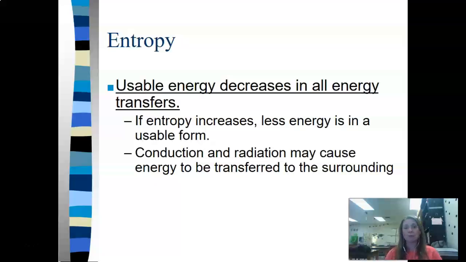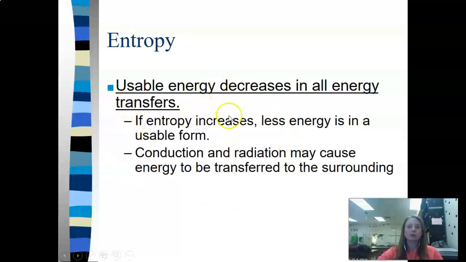You can even think of your body as a system of entropy. You eat a whole bunch of carbohydrates, you're going to get a whole bunch of energy, and you're going to want to burn that off. You're going to want to run around and do something or whatever it may be. It gives you more energy. So usable energy decreases in all energy transfers, meaning that high energy is going to go to low energy, and low energy always has the possibility to go to high energy.